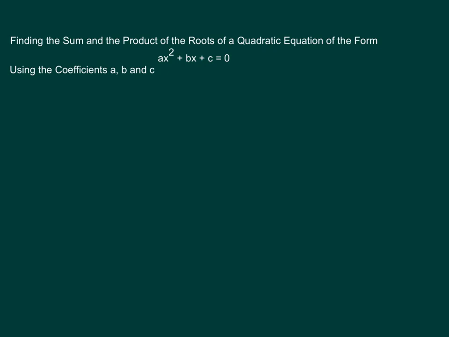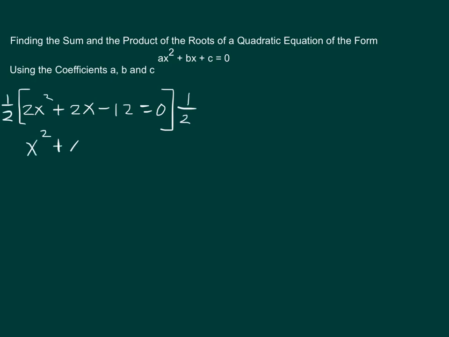Now say for example I have 2x squared plus 2x minus 12 is equal to 0. If I just want to find the sum and the product of the roots, then all I need to have are the roots of this equation. And to solve for the roots, I'll solve this quadratic equation. We have 2x squared plus 2x minus 12 is equal to 0, which can be reduced by multiplying 1/2 on both sides. And this will become x squared plus x minus 6 is equal to 0.